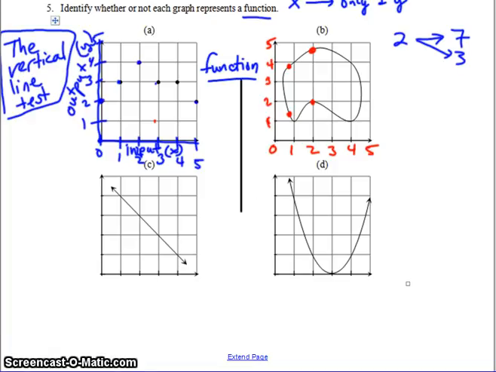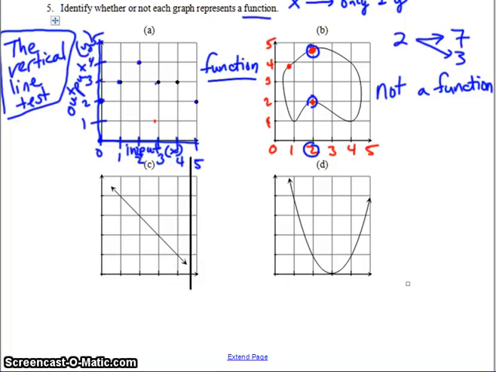So we're going to write that B is not a function, because when the input is 2, we have two answers for 2. We have an output of 2 and we have an output of 4.5 or something like that. So that's not a function. There are also many other spots where it shows that it's not a function. We just identified one. Let's move on to C.